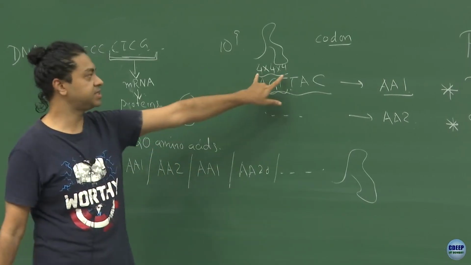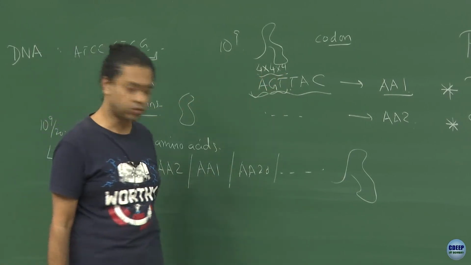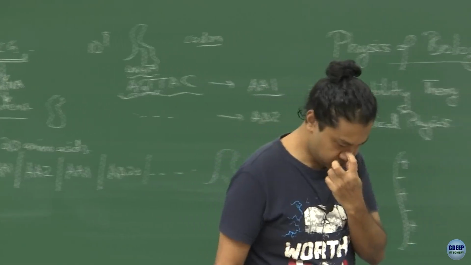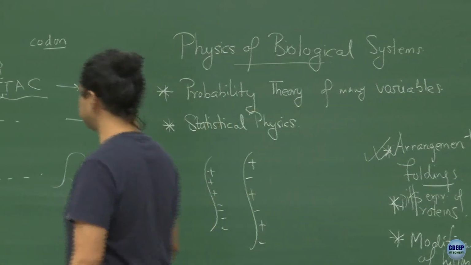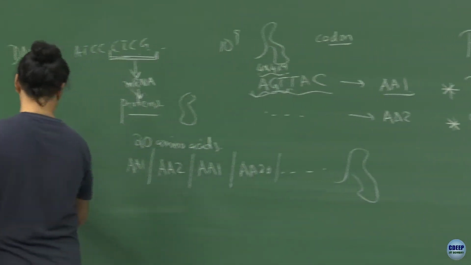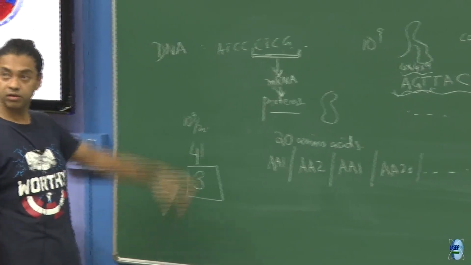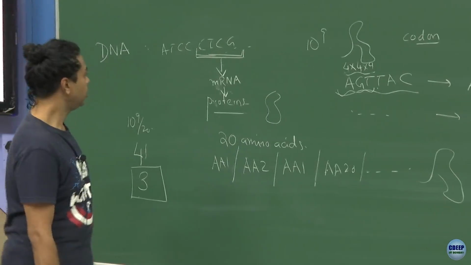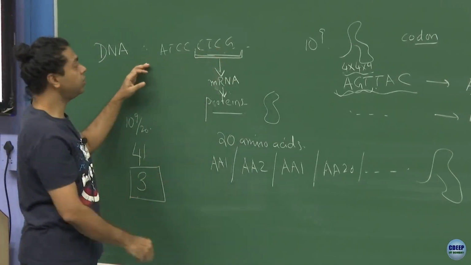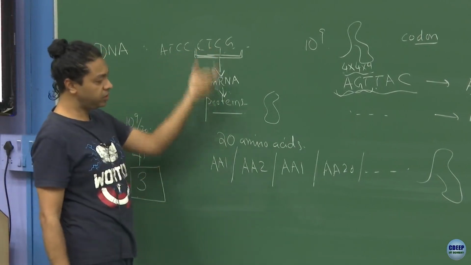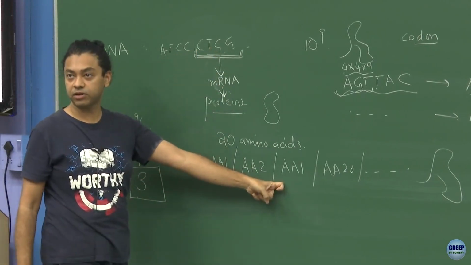And so that's in some sense the minimal length that you require in order to code for at least 20 amino acids. And it turns out that in biology the answer is indeed 3. So a codon is 3 nucleotides, or 3 bases. So you have this genetic code, you read this in groups of 3, and each group of 3 codes for some specific amino acid.